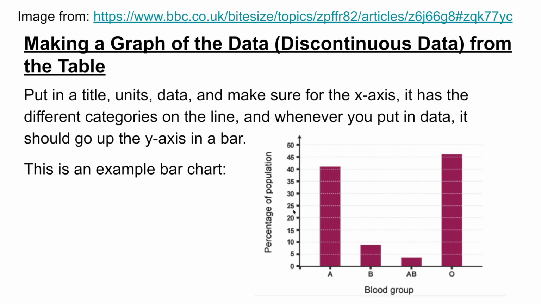Graphs with discontinuous data need a title, units, and make sure the x-axis has the different categories, and whenever you put in data, it should go up the y-axis in a bar.